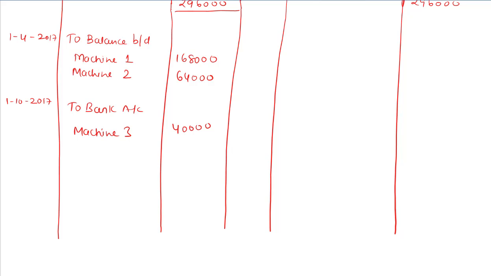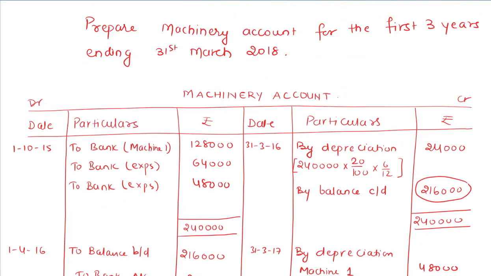1,68,000 plus 64,000 plus 40,000. The total is 2,72,000. We need to calculate depreciation on it.